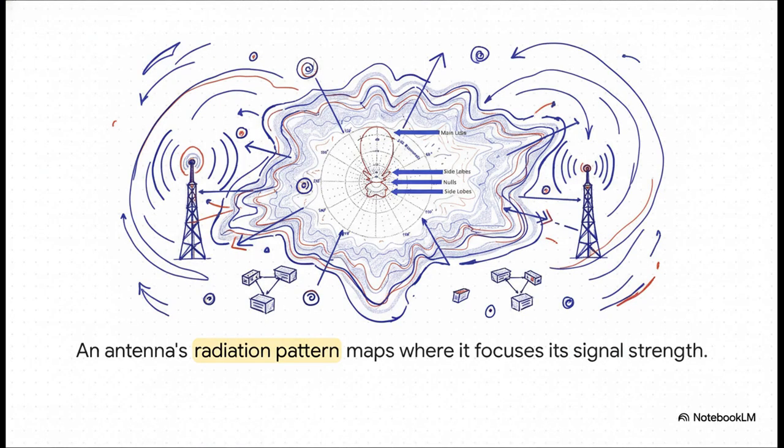Now, engineers visualize this focus using something called a radiation pattern. The easiest way to think of it is as a sort of topographical map that shows the antenna's signal strength in all directions. It tells you exactly where that antenna is designed to send and receive signals most effectively.